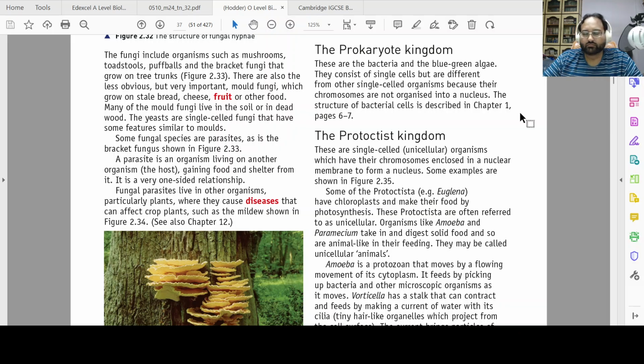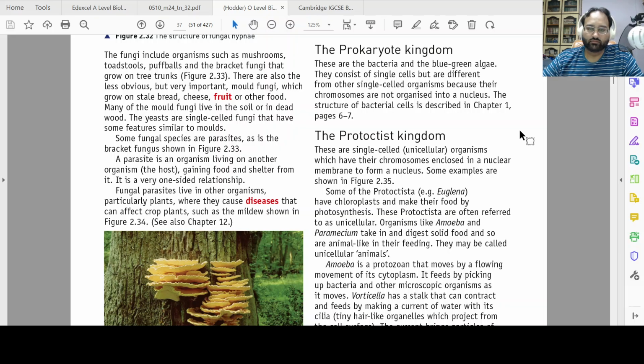So it says that because your chromosomes are not organized into a nucleus. Are we going to talk about how most of the other single-celled organisms have their chromosomes organized in a nucleus? Yes. They do have organized chromosomes in their nucleus.